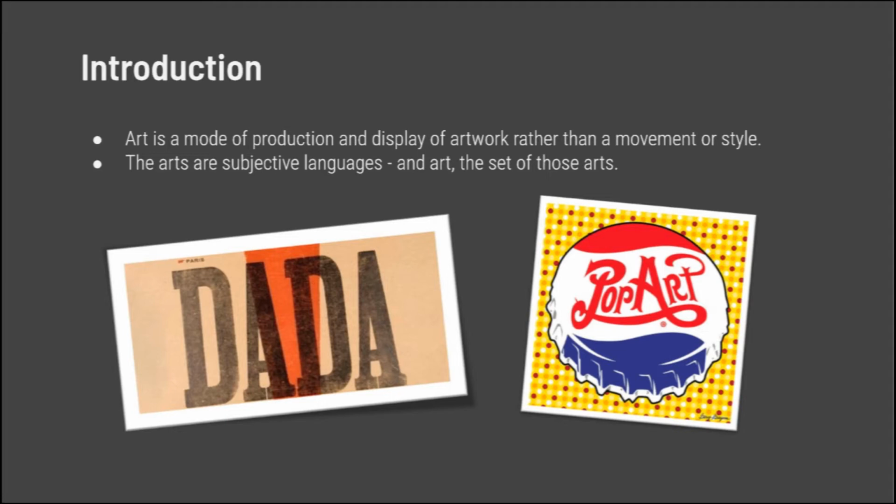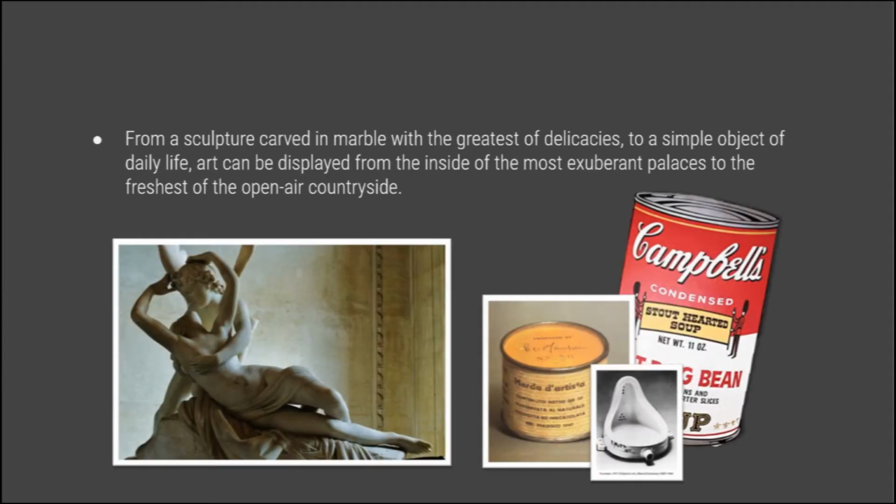And so far this semester we have been talking about the latest movements that emerged, like Dada and the pop art movement, which are important because the next movement that we will see today derives from them. Now, anything that is considered art can range from a sculpture carved in marble with the greatest of delicacies to a simple object of daily life, and that will depend almost exclusively on the eyes that look at it. Moreover, art can be displayed from the inside of the most exuberant palace to the freshest of the open-air countryside.